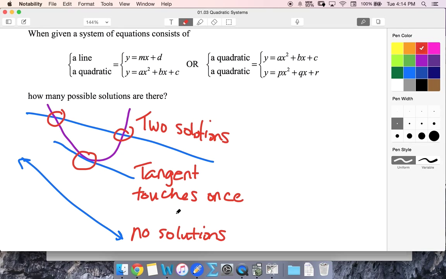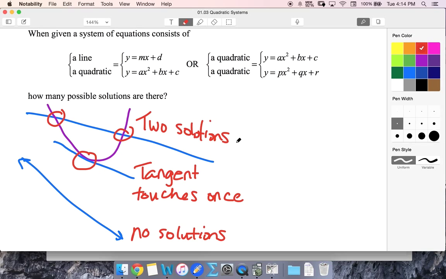And of course, you should be making connections in your head to the discriminant, because when I go to solve this system of equations, I can solve it with substitution. Both of them are equal to y. So I can replace this y with my mx plus d, set them equal to each other, and then I've just got a quadratic. So I know with the discriminant whether I'm going to have two solutions, one solution, which automatically implies tangent, or no solutions.